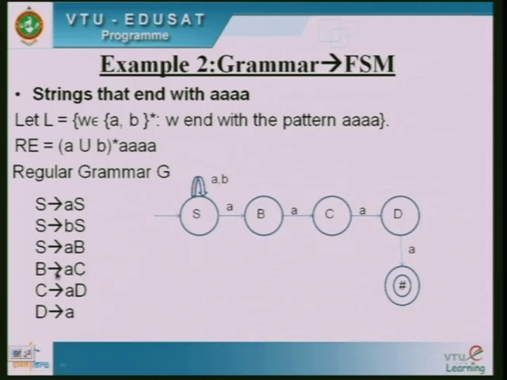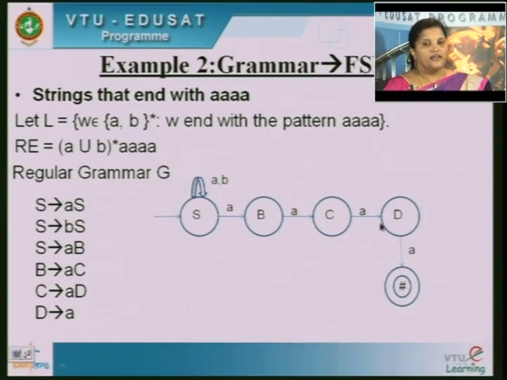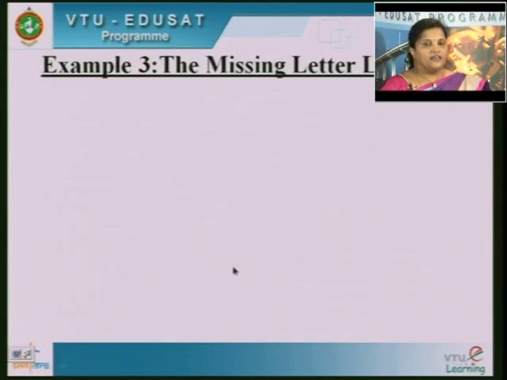Next, B makes a transition to state C with the label A. Okay. So, that is B to C you can write as A, and similarly C to D as A. Lastly, D derives a single terminal. So you can take one accepted state, make this an accepting state, and write here the transition A. So this is the equivalent FSM for the language that ends with the pattern AAA.